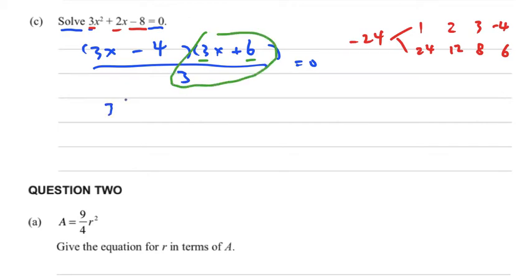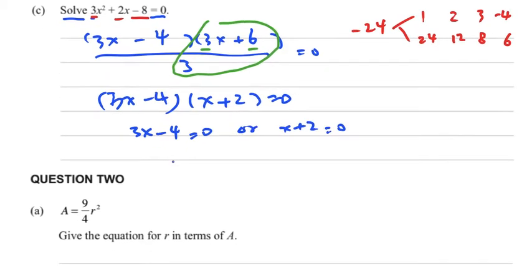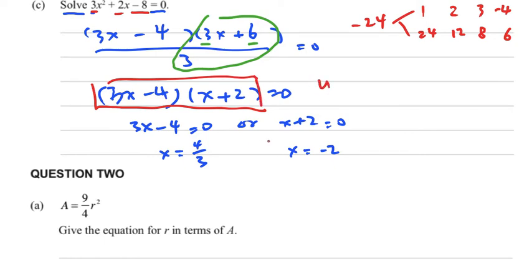So we have 3x minus 4, and then 3x divided by 3 gives you x, 6 divided by 3 gives you 2, equals 0. Two solutions. The first one is 3x minus 4 equals 0, or x plus 2 equals 0. The first one we have x equals 4 over 3. The second one, x equals negative 2. Factorizing correctly is one checkpoint, and having two solutions will be merit.